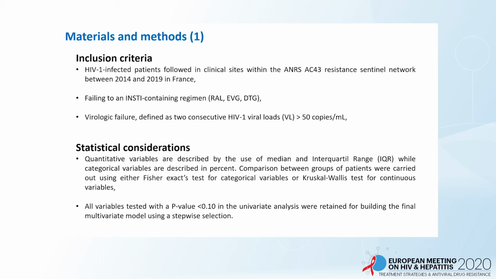The inclusion criteria were HIV-infected patients followed in a clinical site within the INRS network between 2014 and 2019 in France, failing an integrase-containing regimen with raltegravir, elvitegravir, or dolutegravir. Virological failure was defined as 2 consecutive HIV viral loads above 50 copies per ml. First, a univariate analysis was performed to study the associated factors, and in the multivariate analysis, only variables with a p-value below 0.1 were retained for building the final multivariate model using a stepwise selection.